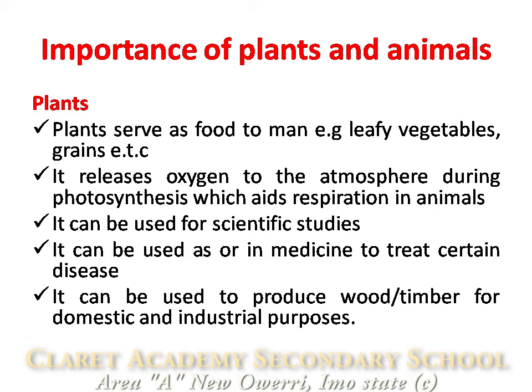2. Plants release oxygen to the atmosphere during photosynthesis, that is, during the manufacture of their food. This oxygen is used by animals for their own respiration. 3. Plants are used to produce wood or timber for domestic and industrial use. The firewood we use has been produced from plants. Even the timber that we use in roofing our houses are also plant byproducts.